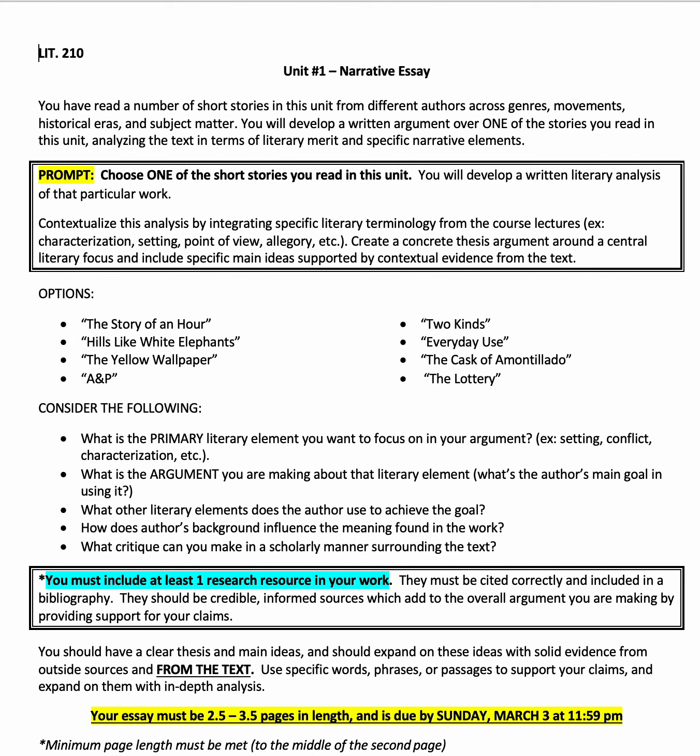The same thing with your outside sources. So if you use an outside source to talk about the importance of, say, the wallpaper itself as a symbol of the woman's madness in Yellow Wallpaper, then pull in a quote from that outside source that shows your audience that. Quotes are always stronger forms of evidence than paraphrasing.